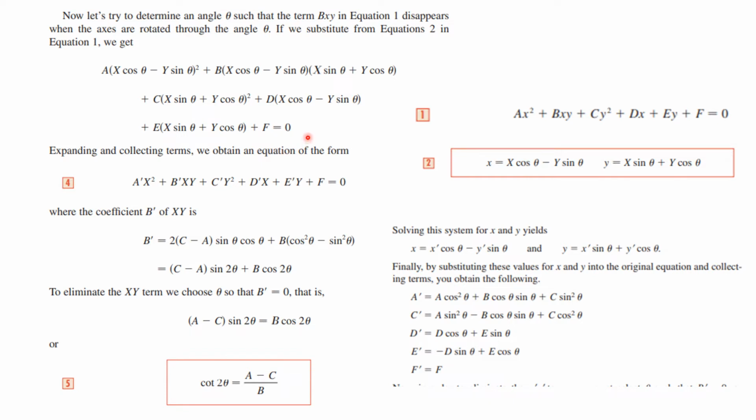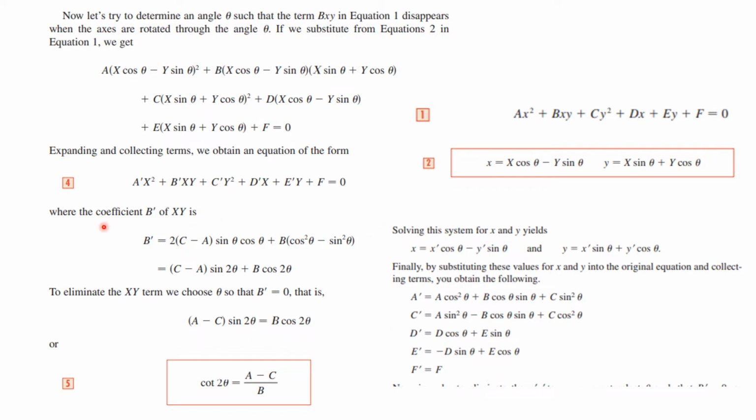Now what we're going to do is expand and collect terms, and now what we get is a prime times capital X squared. And I encourage you to do this algebra, and b prime times capital XY, c prime times capital Y squared, d prime times capital X, e prime times capital Y, plus f equal to 0. And you could call this an f prime, but it's going to be the same constant. And in fact, if you were to do that, this is what you have for a prime, c prime, d prime, e prime, and f prime. And I encourage you to do these calculations to make sure you understand what's going on.